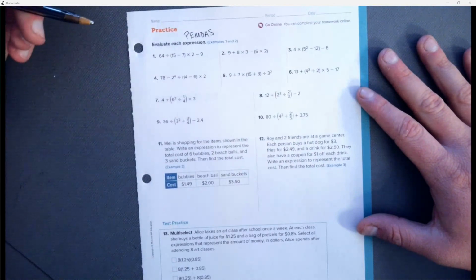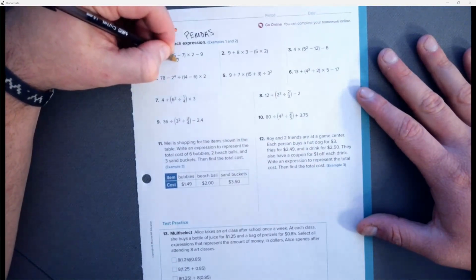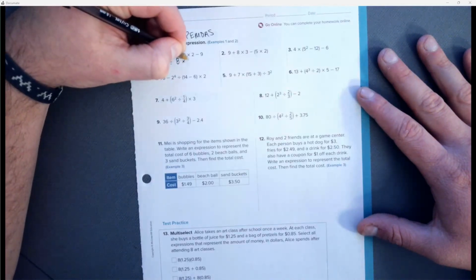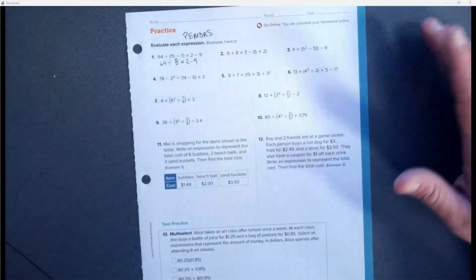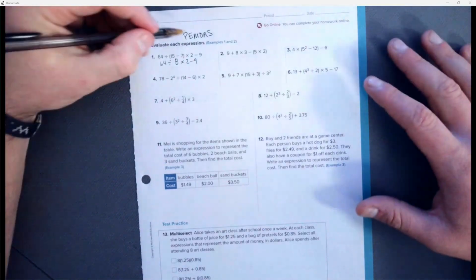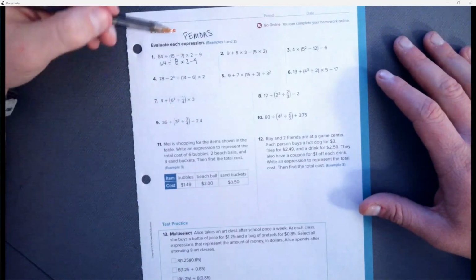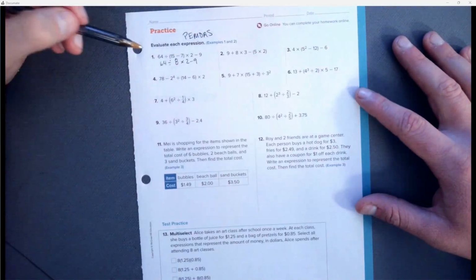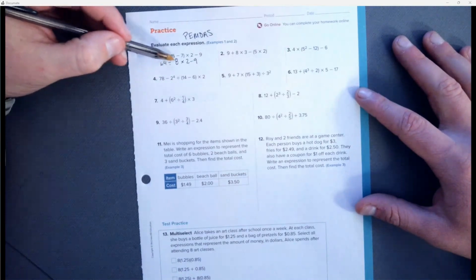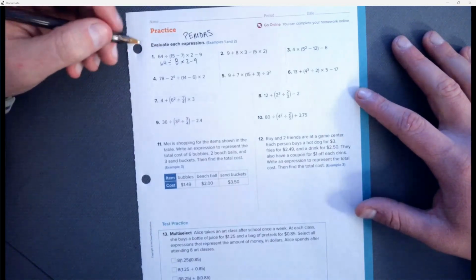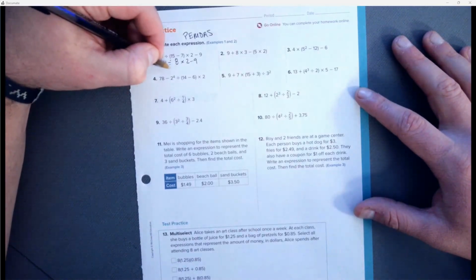15 minus 7. Now that's going to be 8. So I have 64 divided by 8 times 2 minus 9. Now next is exponents. I don't have any exponents in my expression, so I'm going to go to multiplication and division from left to right. So I have 64 divided by 8 that came first. We know that 8 times 8 is 64.